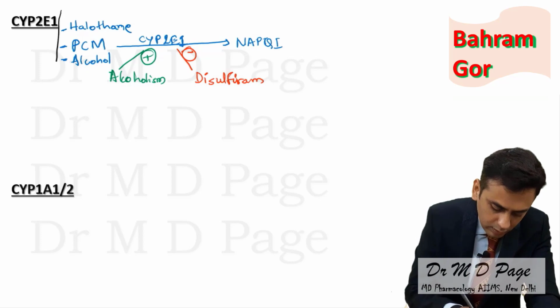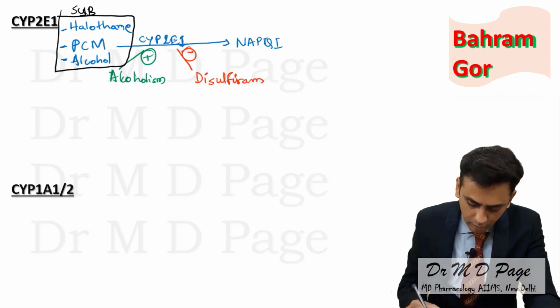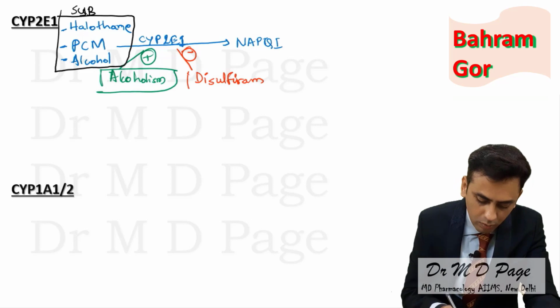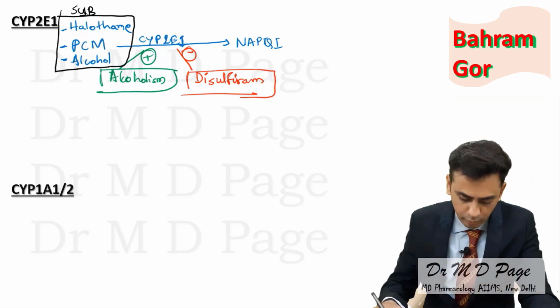So these are the substrates. In inducer you have alcoholism, and in inhibitor you have disulfiram. So CYP2E1, we finished CYP2E1.